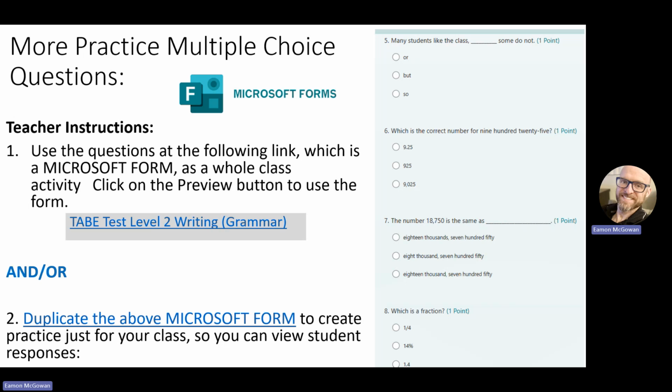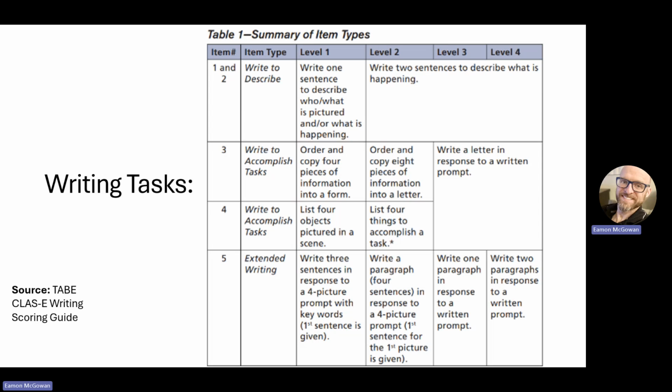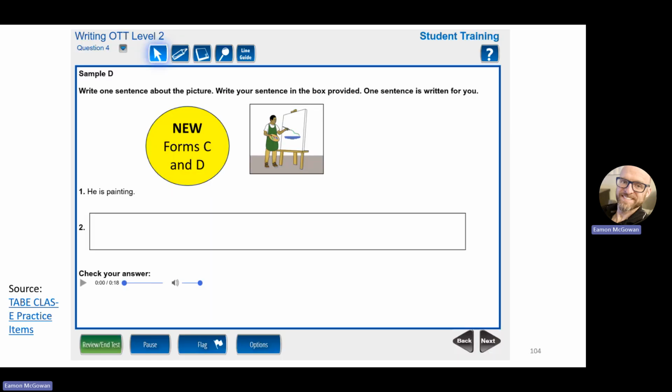And you can use these in class to help your students see the type of questions that they'll encounter. You can see here we got some quantitative literacy questions right here as well. Now, in addition to multiple choice, there are writing tasks depending on the level, right? Lower levels will have to maybe write a sentence or put information on a form, for example.